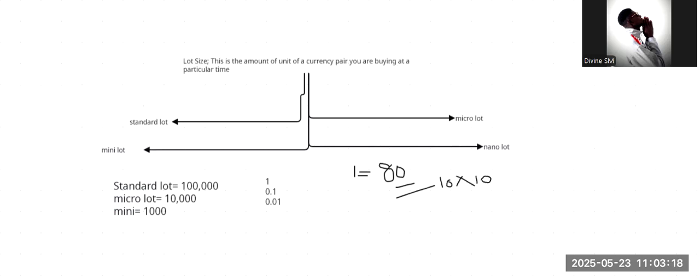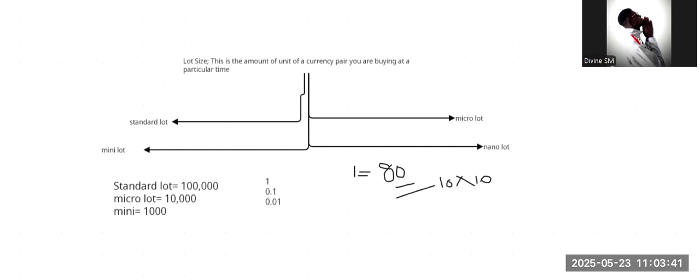So in standard lot, we are saying that for each pip the market makes, we will make $10, either in our direction or against us. If it goes in our direction, if it makes one pip, we make $10. If it's going against us, if it goes one pip, we lose $10. So we are targeting 8 pips. Let's forget 80. Let me just use 8.